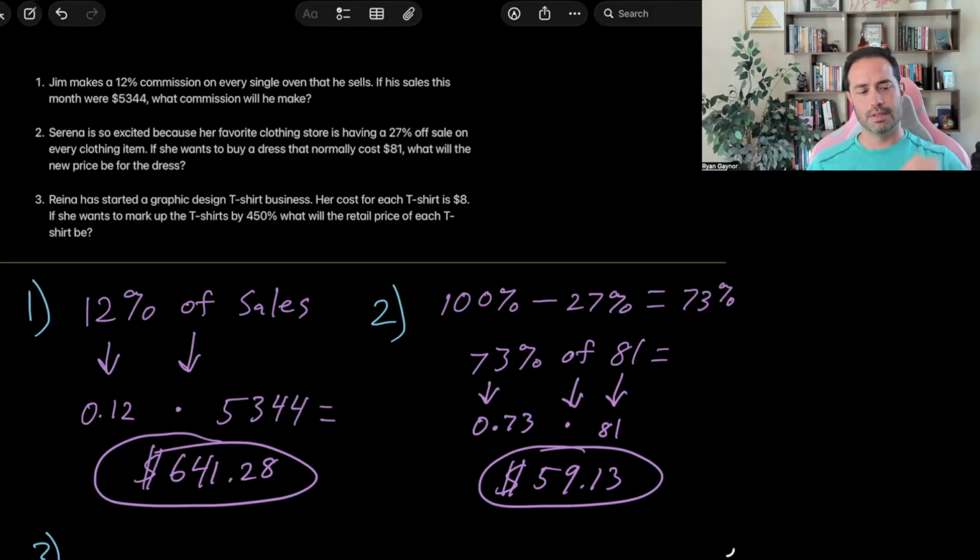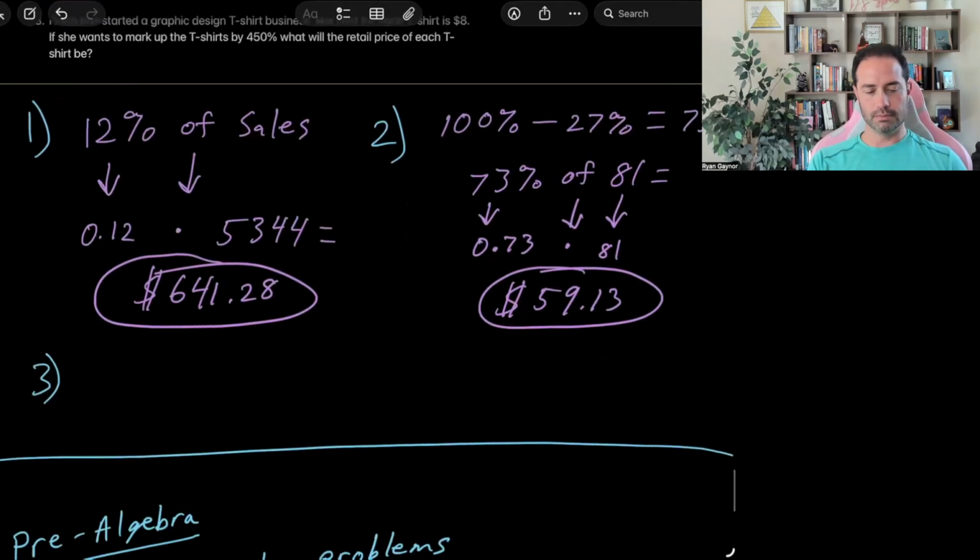So, she's got this t-shirt business. Each t-shirt supply, right? It's the supply she has to buy to create the t-shirt costs her $8. If she wants to mark it up by 450%, what will the retail price of the t-shirt be? So, we're starting at $8, right? If we're going to mark it up, we have to multiply by something that's greater than 1. Well, 450%, right? So times 450%.